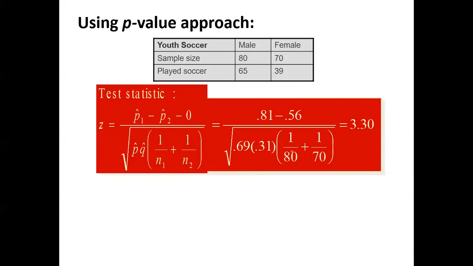And then times by 1 divided by 80 plus 1 divided by 70. So how to calculate? For the first step of the calculation, you must get the above value, that is 0.81 minus 0.56. Then you will get 0.25.